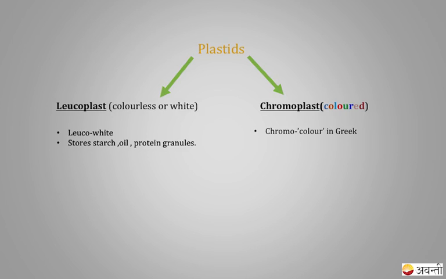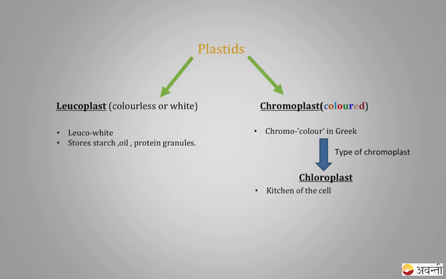Now, let's look at what the leucoplast does. The leucoplast functions in storing starch, oil and protein granules. Now, let's look at the chromoplast. Chloroplast is a plastid which is a part of chromoplast. And the chloroplast is called the kitchen of the cell.